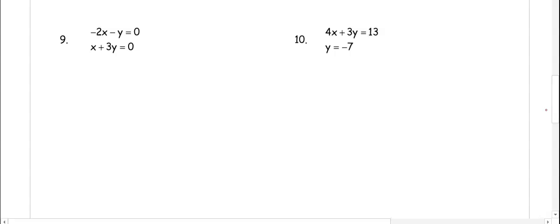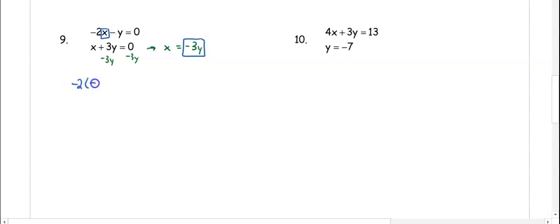In number 9, we want to get a variable by itself. So we're going to get this x in the second equation by itself. So we can subtract 3y from both sides. We get x equals negative 3y. So we can substitute negative 3y in for x in the first equation.